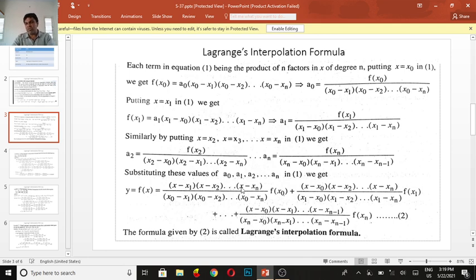We observe in the equation that in the term with f of x naught, the factor x minus x naught does not appear in the numerator.